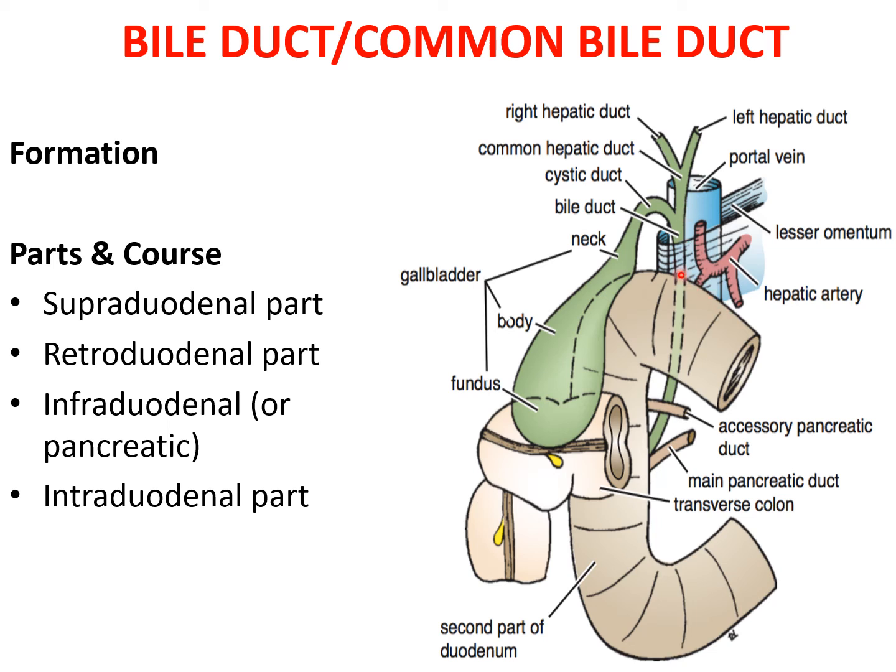The one which is above the duodenum is the supraduodenal part. The one which is behind the duodenum is the retroduodenal part. The one which is below the duodenum is the infraduodenal part, and the last part which pierces the wall of the duodenum is the intraduodenal part.